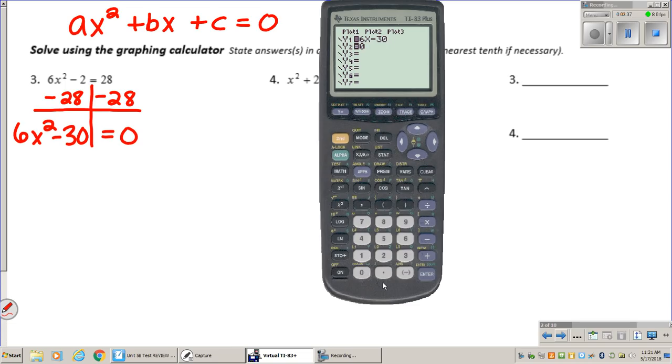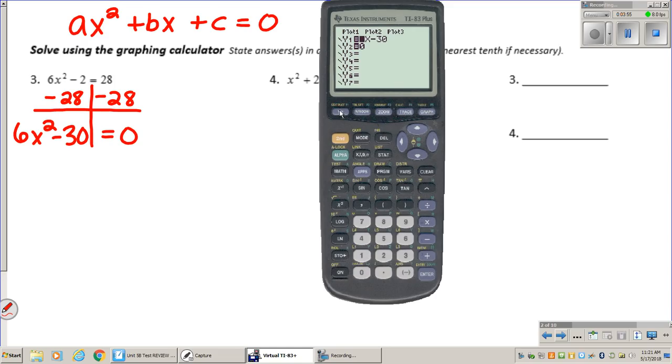You need to remember that the x-intercepts are your solutions. The x-intercepts are your solutions. So you're going to do intersection. So if you look at your graph, you will see that the parabola crosses the x-axis.